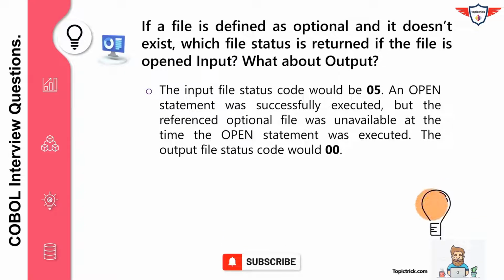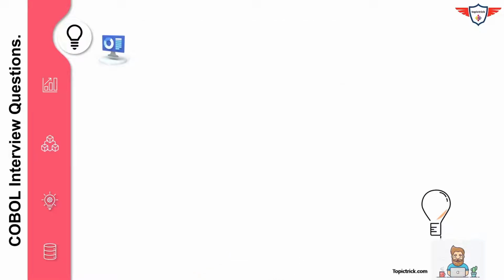The input file status code would be 05. It means an open statement was successfully executed, but the referenced optional file was unavailable at the time the open statement was executed. The output file status code would be 00.